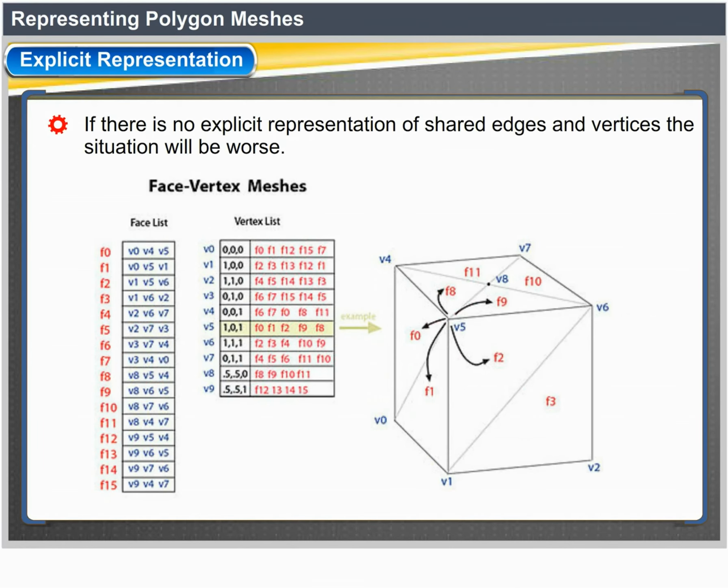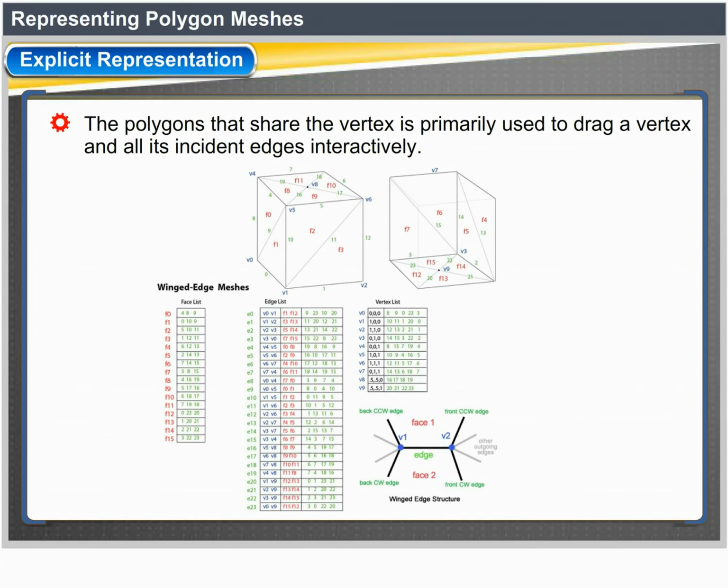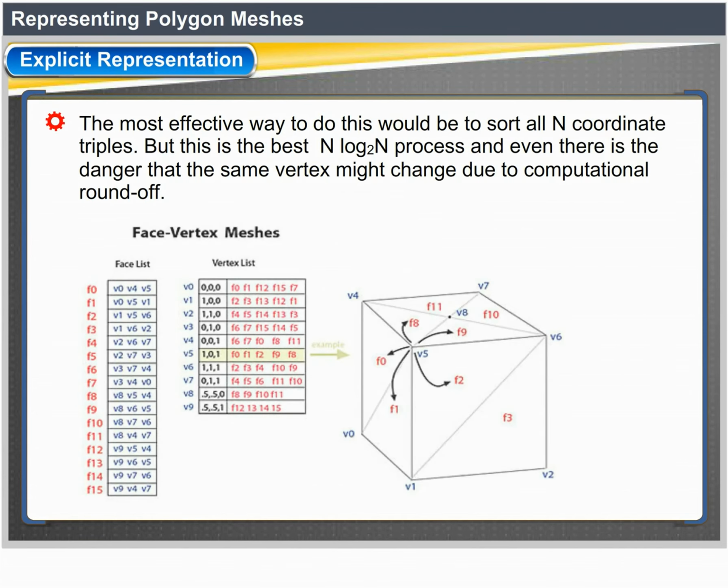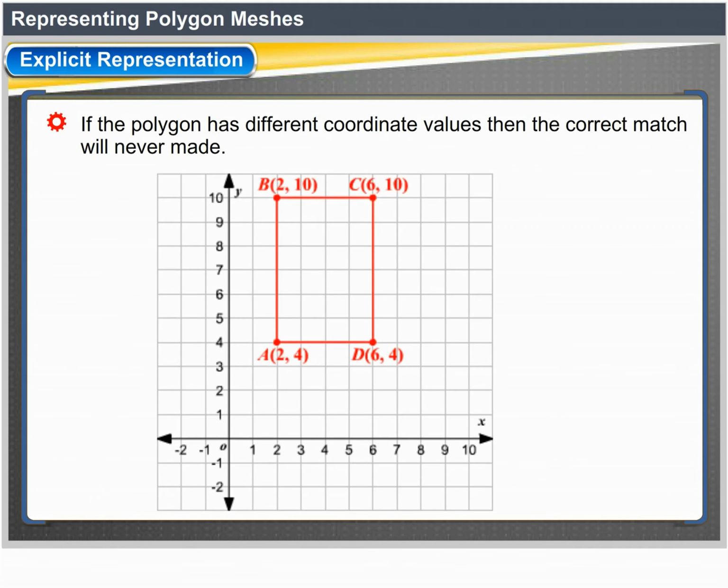For instance, to drag a vertex and all its incident edges interactively, we must find all polygons that share the vertex. This requires comparing the coordinate triples of the one polygon with those of all other polygons. The most efficient way to do this would be to sort all n coordinate triples, but this is at best an n log 2n process, and even then there is the danger that the same vertex might, due to computational roundoff, have slightly different coordinate values in each polygon, so a correct match might never be made.